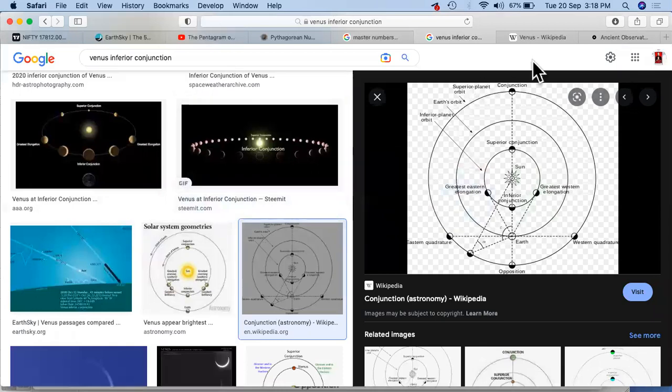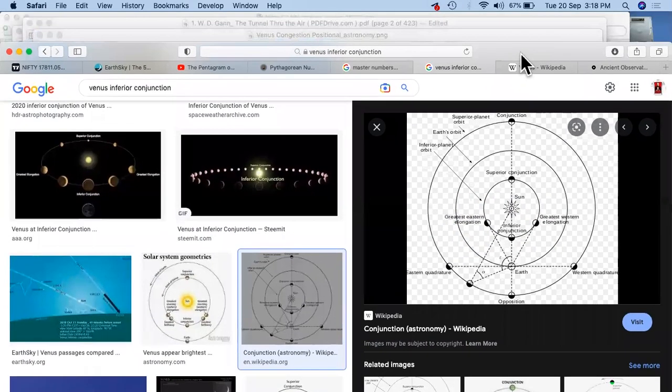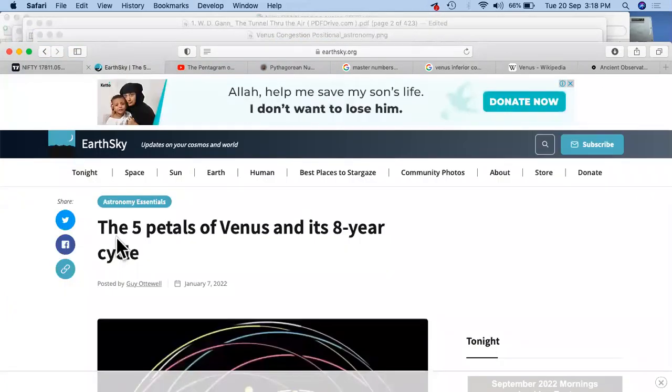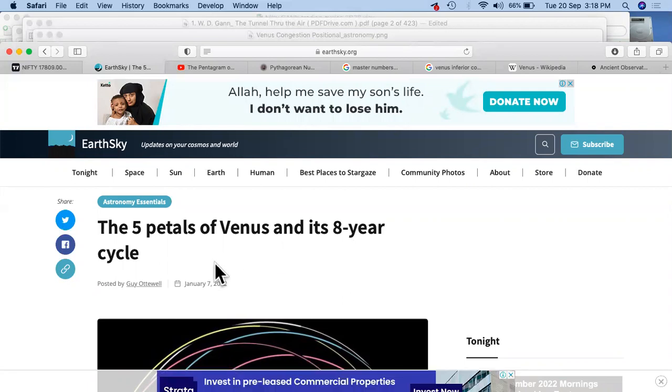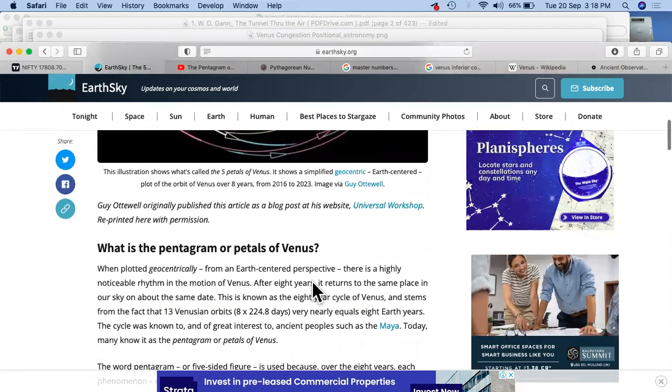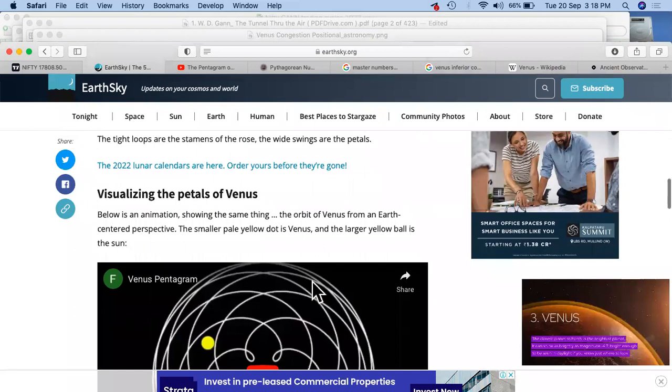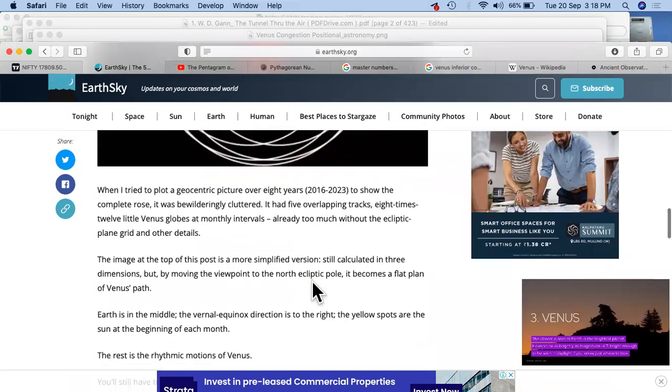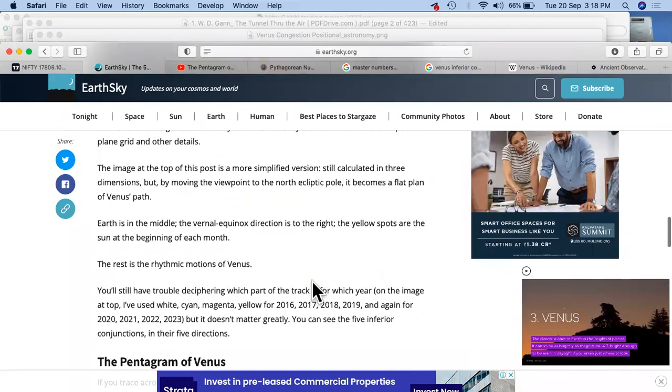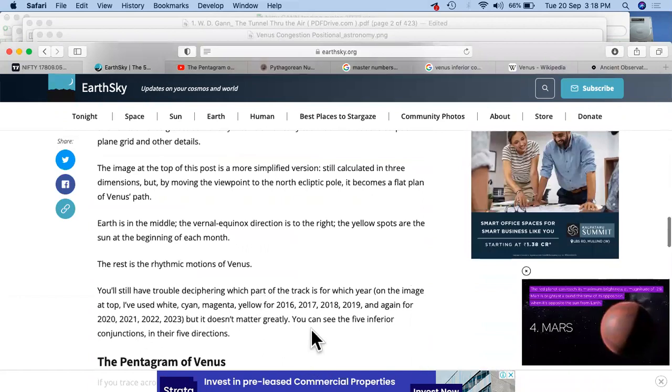There is something more interesting which we need to do. There is something called the 5 petals of Venus and its 8 year cycles, right? So this is something critical that we need to understand. How we need to understand that? It basically forms more like a 5 petal form, right? And it has been formed during various years together.